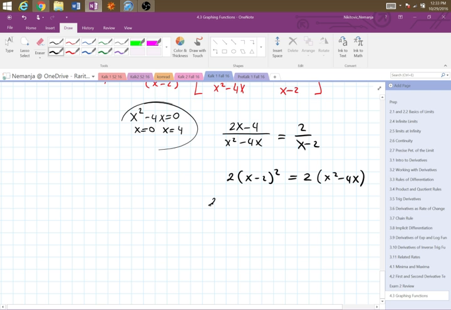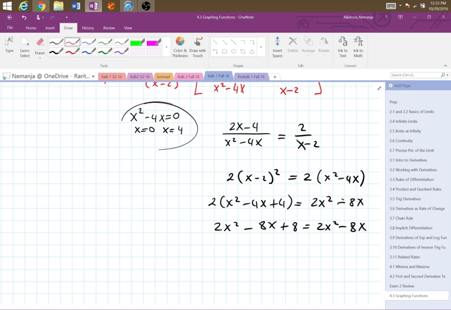So that's going to be 2 times (x squared minus 4x plus 4) is equal to 2x squared minus 8x. 2x squared minus 8x plus 8 is equal to 2x squared minus 8x. I'm just solving the equation right now. These guys cancel. These guys cancel. 8 equals 0. That makes no sense, which means no inflection points. Because everything canceled, right? We know that 0 and 4.